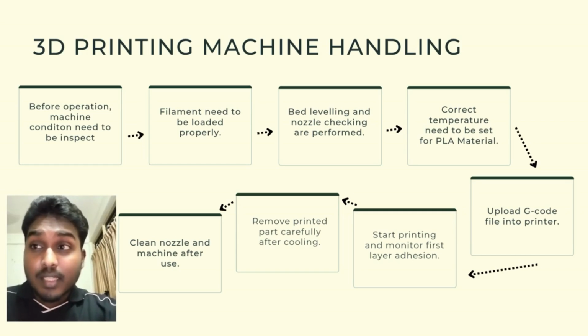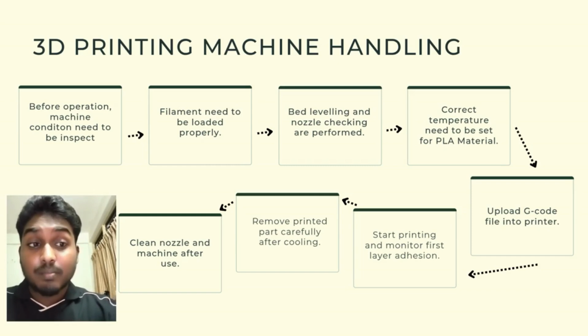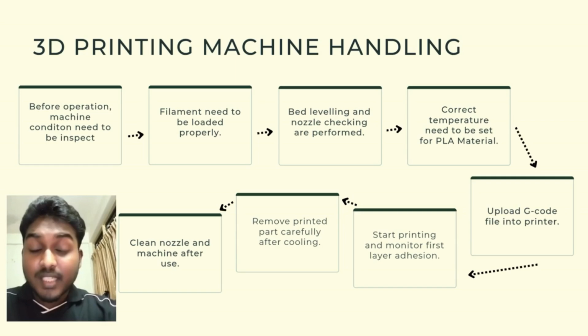The next step is to upload the G-code file into the printer. So what is G-code? G-code is what we need to transfer the prepared design file into the printer to start the printing process. So this is about the starting process. Next is start printing and monitor first layer adhesion. What they're trying to say is begin printing and observe the first layer to ensure the sticking and adhesion.